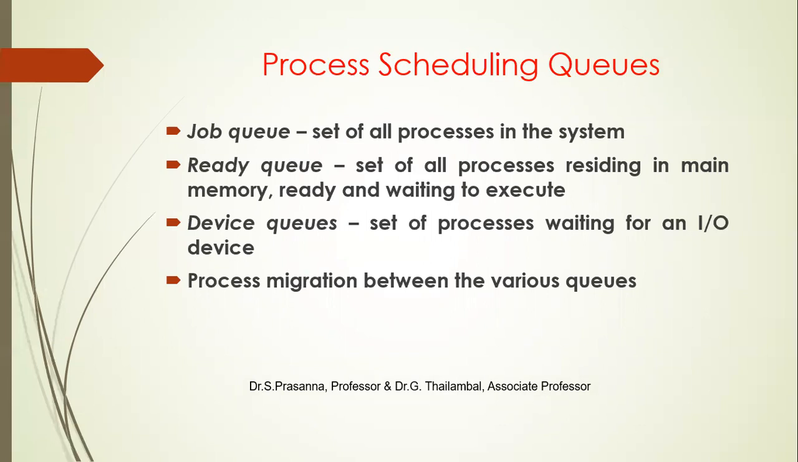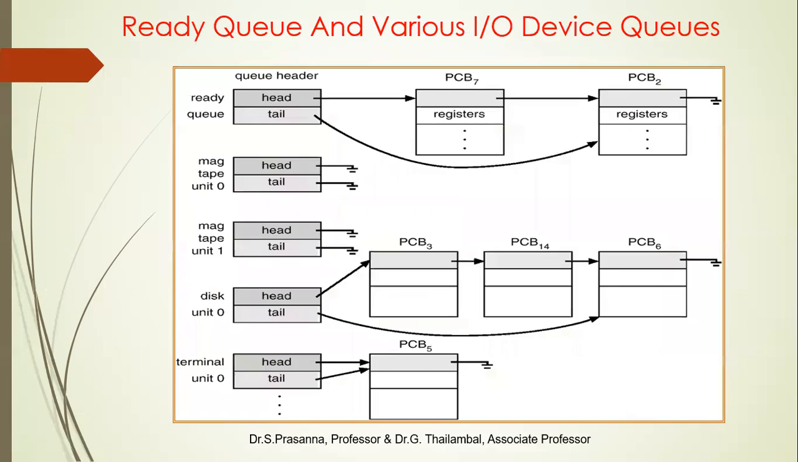Process migration between the various queues happens frequently, and everything is placed in a queue, and only then is it taken for further execution. Then there are the ready queue and various IO device queues. The ready queue header contains the head and tail information. The head information contains the starting PCB, and the tail information contains the ending PCB, the ending process control block.